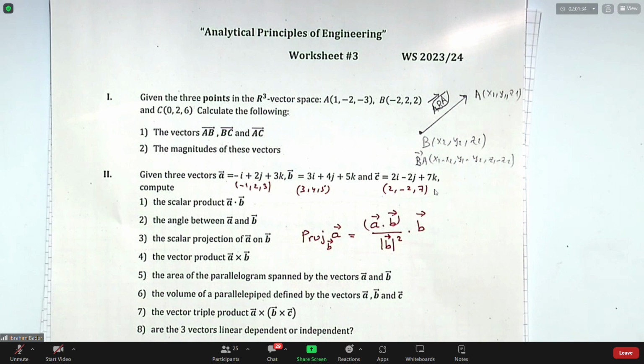Yes, please. So the magnitudes, if I have like AB, I just add them up, yeah? Yes, you multiply component wise the x coordinate with the x coordinate, added to y times y, z times z.